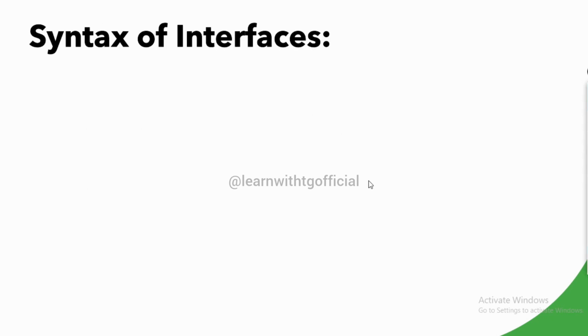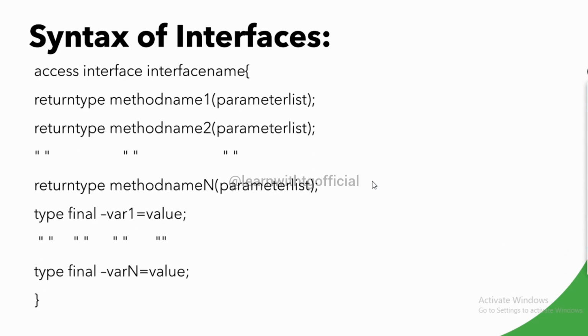The syntax for interface is access, interface, interface name, and inside it return type, method name 1, parameter list, and it continues for method name 2, method name 3, and so on. Type final variable 1 equal to value, and it continues for variable 2, 3, and so on until n.